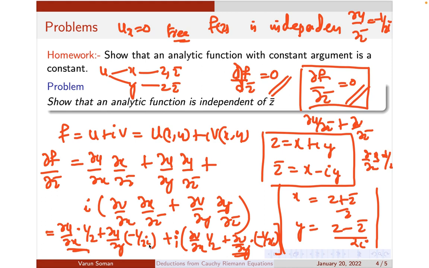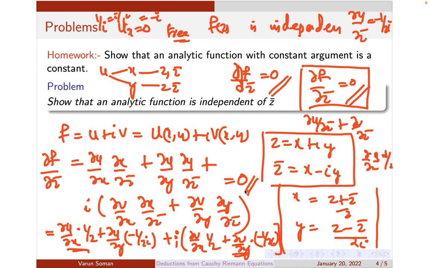Now you know what 1/i is. 1/i can be written as minus i, because if I multiply the numerator and denominator by i, this will be i/i², so it is simply minus i. So in effect this term would become ∂u/∂y into i/2. Here also there is ∂v/∂x into i/2. Now you know that ∂u/∂y is equal to minus ∂v/∂x, so it will get cancelled out. So everything will be cancelled out and you will be getting the answer as 0.